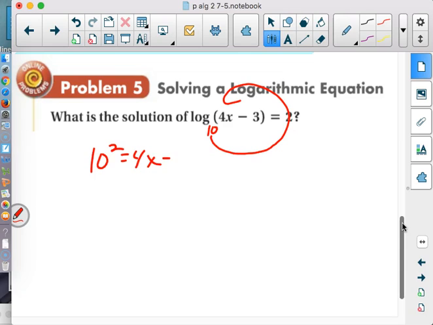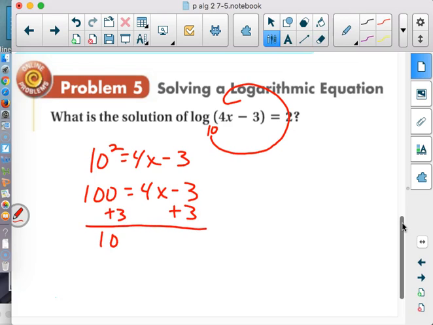Oh my gosh, that's easy algebra there. 10 squared is 100. 10 times 10 is 100. We add 3 to both sides. Let's skip steps here. And we divide by 4. So look at how easy that was. All we had to do was know that when there's no base there, that's a 10. And then we just snail shell, and away we go.